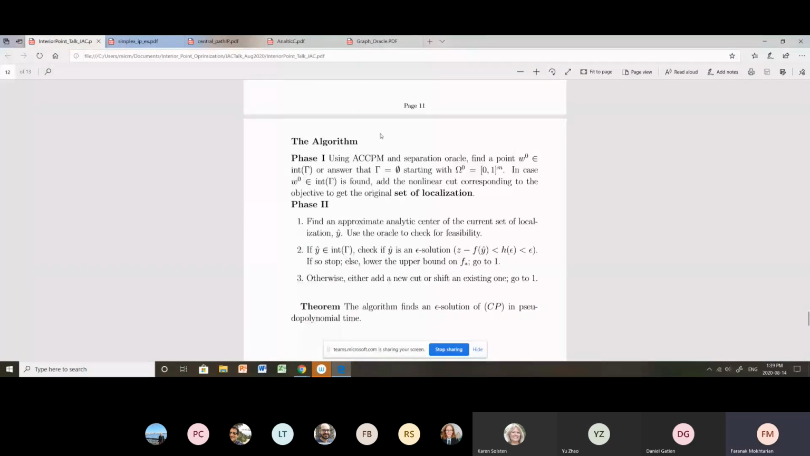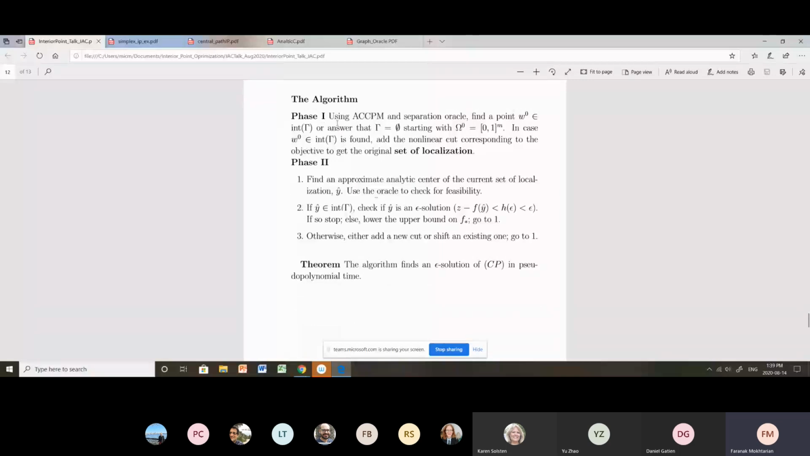Now here it's the same thing that I showed you through a diagram, but this is the algorithm. It has two phases. In phase one, we use the analytic center cutting plane method and a separation oracle to find out whether the feasible set is empty, or if it's not empty, we find a feasible point, an original feasible point. And once we find that, we add the nonlinear cut to form the set of localization.